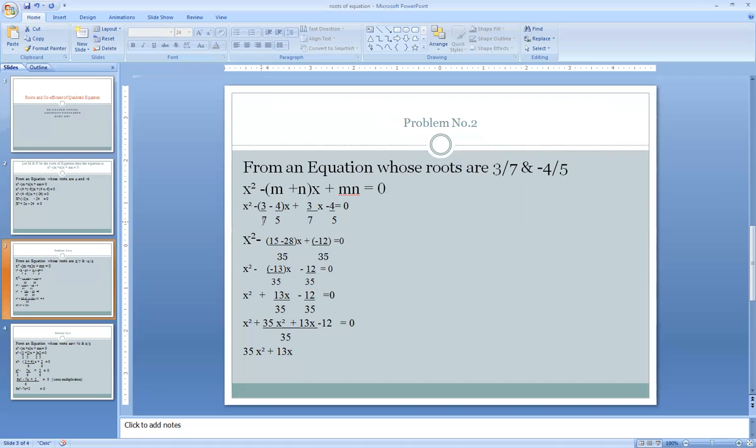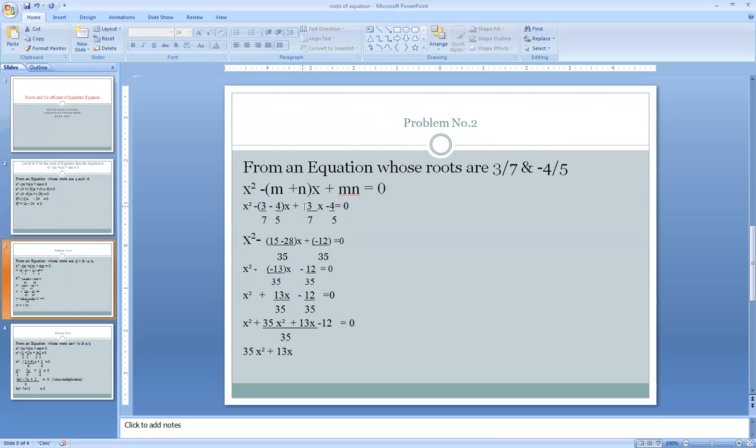So we should divide with the denominator and multiply with the numerator. 7 5s are 35, 5 into 13 is 15. Write it in a bracket, minus, because it is minus here. Again, 35 has to be divided by 5. The quotient should be multiplied with 4. So 5 7s are 35, 7 into 4 is 28, into x.